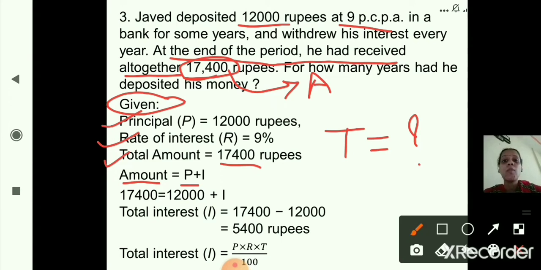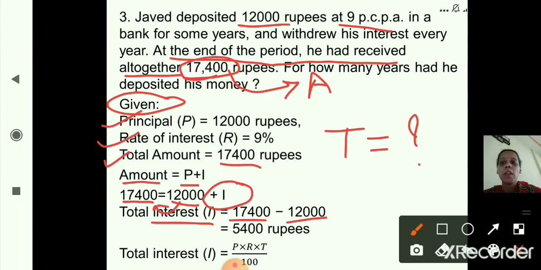How will we find the interest? Amount, that is 17,400, is equal to principal, which is 12,000 as given in the question, plus I, which is not given, so we will find it out. So 12,000 goes to the other side and becomes minus. So total interest I is equal to 17,400 minus 12,000, right?